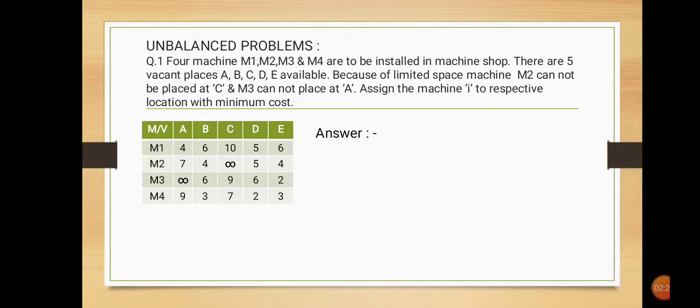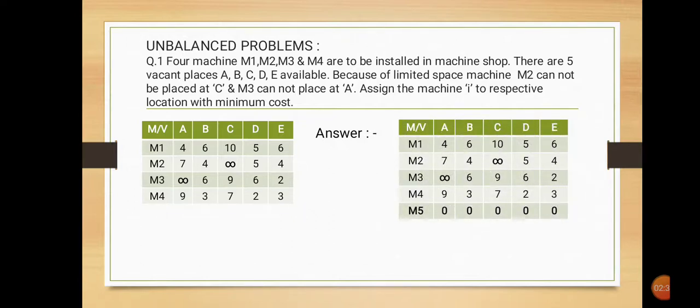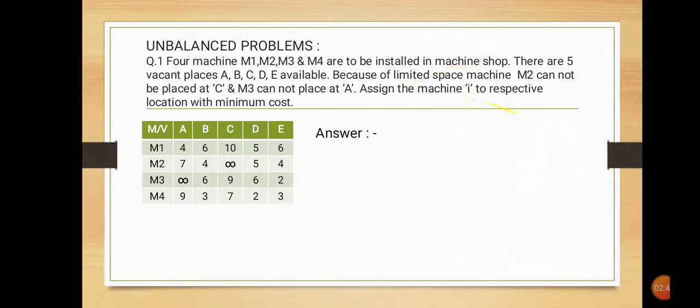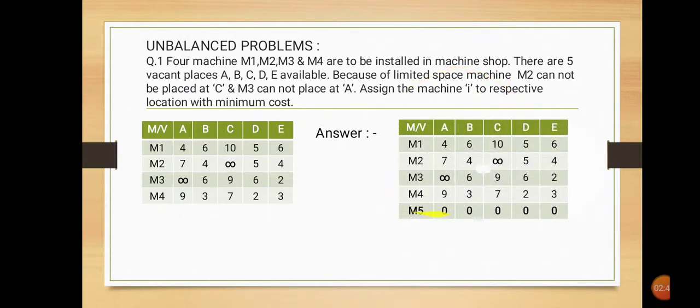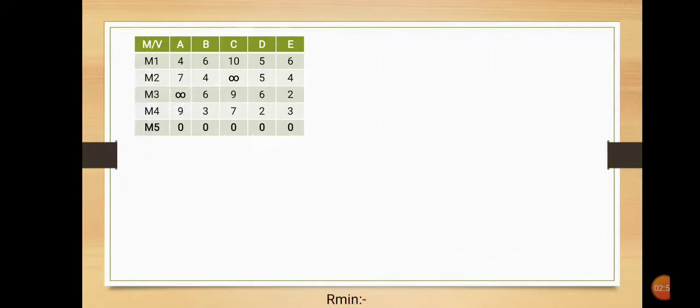Here 4 machines and 5 vacant places are given. Then this problem is unbalanced, because one more machine is required to balance the problem. That's why we use the dummy. Machine number 5 is added, with each column entry 1 1 0, then the problem will be in balanced condition. The M5 row is called the dummy. Now the same rules we use again for the unbalanced problem, and then it will be balanced.